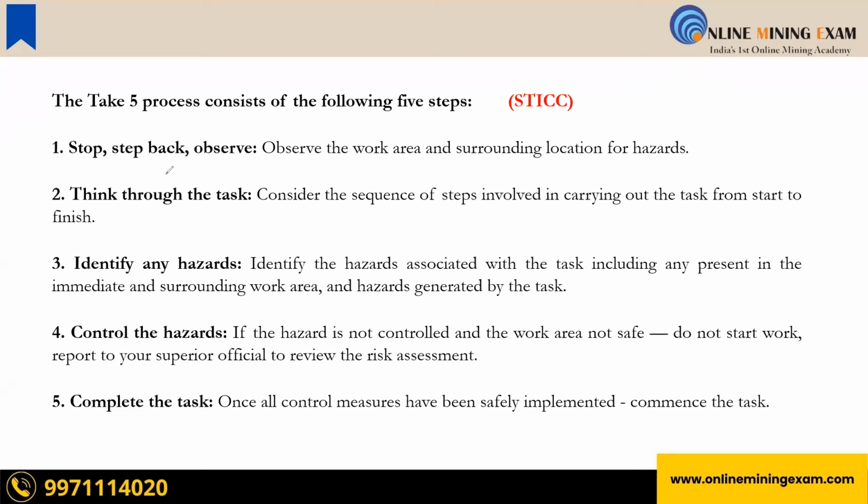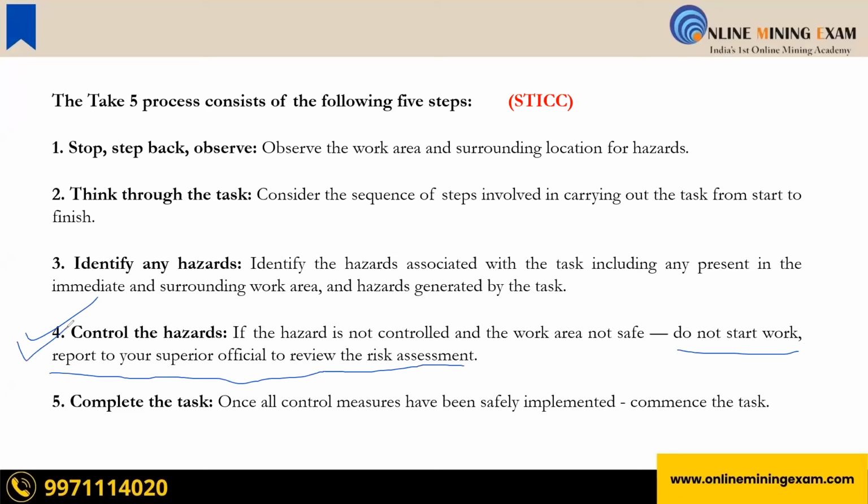So these are the 5 steps. Stop, step back, observe, think through the task. Number 3 is identify any hazard. Identify the hazard associated with the task, including any present in the immediate and surrounding work area and hazard generated by task. Number 4 is control the hazards. If the hazard is not controlled and the work area is not safe, do not start work. Report to your supervisor officer to review the risk assessment.